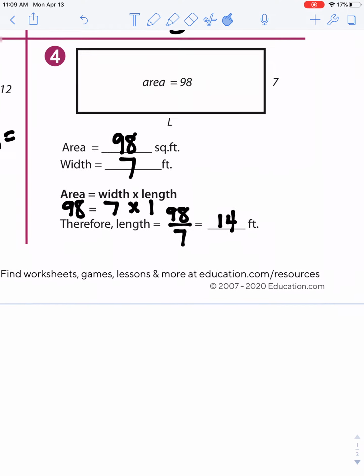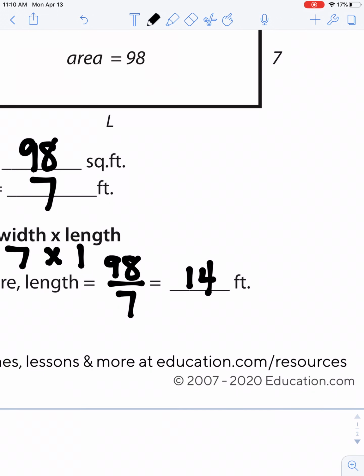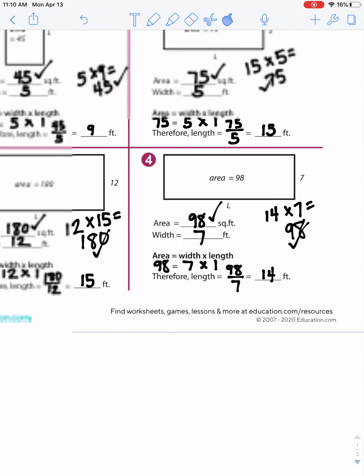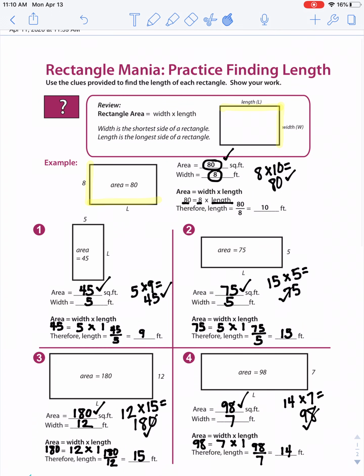Let's check to make sure our answers are correct. So, using the formula, length, which we found to be 14, times the width 7 should give us the total area. So if we need to, we can type that into a calculator. 14 times 7 equals 98, which matches the area they gave us. So we know our answer is correct. At this time, you should have answers that match mine. Your answers should be correct. You should have checked them and fixed them.